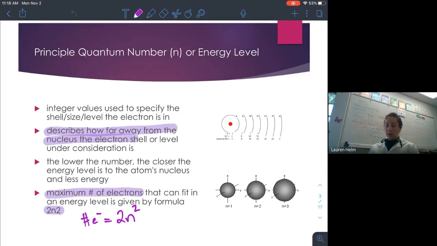There's a formula to determine how many electrons can be at any given energy level, or how many electrons can be that distance from the nucleus, and that is 2n squared. So if we're on energy level 1, 1 squared is 1, times 2 is 2. So 2 electrons can be at level 1. If we're on level 2, 2 squared is 4, times 2 is 8. 8 electrons can be at the second energy level.